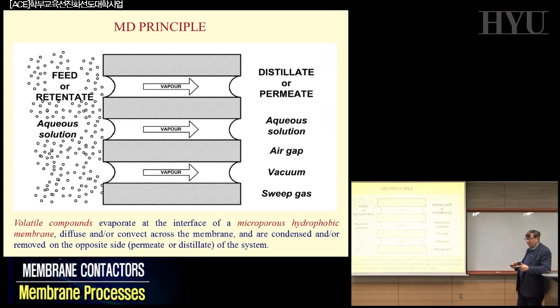That's one of the problems to be studied, and that engineers are solving. For example, with membranes, if you have hollow fibers, you can have many more pores available, and you can increase transmembrane flux. So that is the basic problem. Volatile compounds can evaporate at the interface of a microporous hydrophobic membrane, diffuse or convect across the membrane, and are condensed or removed on the opposite side. Okay?